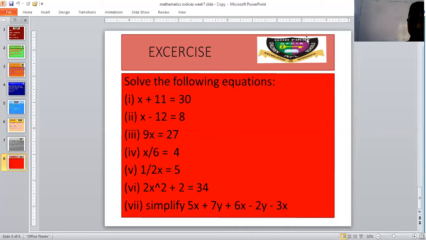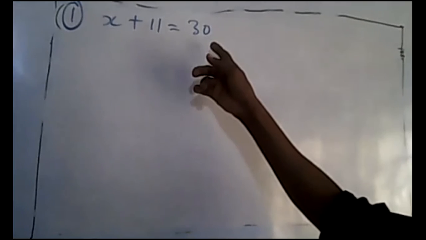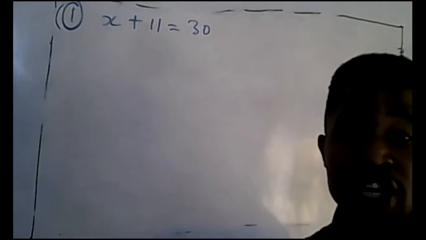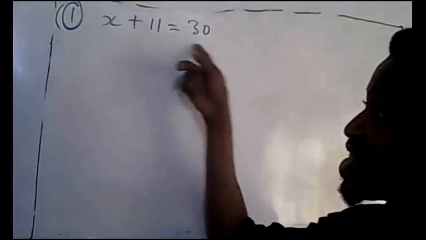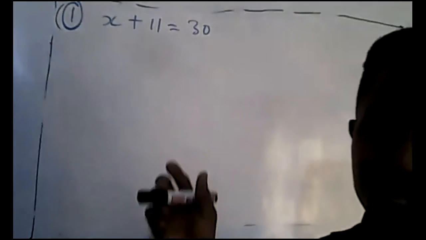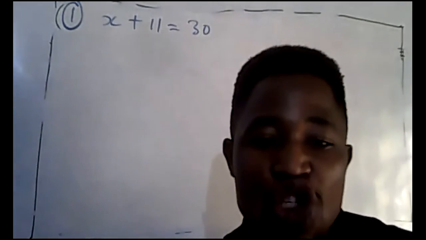Let's solve. This instruction says, solve the following equation. Number 1 says, x plus 11 equals 30. Now, let me teach you this method that you're used to. All right? Now, the method says this. x plus 11 equals 30. Now, the only odd one out in this equation is x. x is an alphabet, the odd one out. So we have to isolate it.